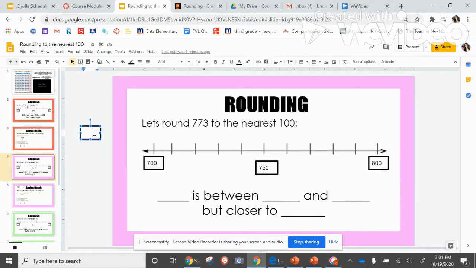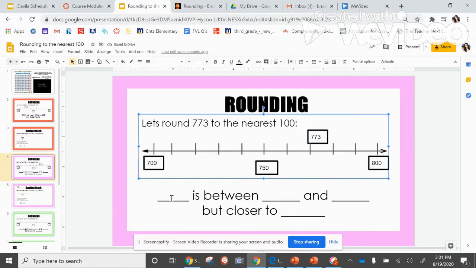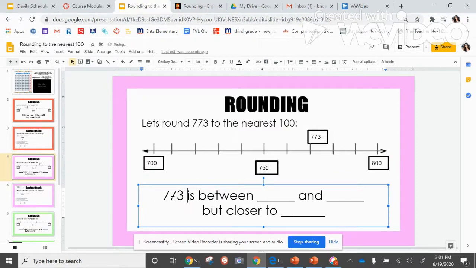Okay, so now let's add 773 to our number line. So I'm going to move that based on where this number is. I can actually start at 750 and continue counting. So 760, 770, 773 is about right here. Okay, so now I can fill in my sentence frame. 773 is between 700 and 800, but I can see that it's closer to 800, so it's going to round up to 800.